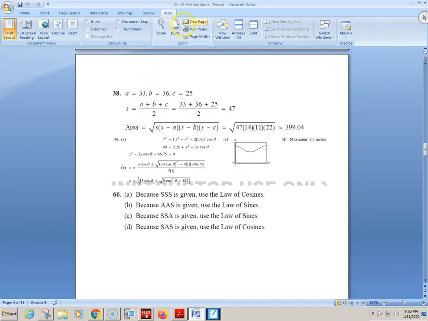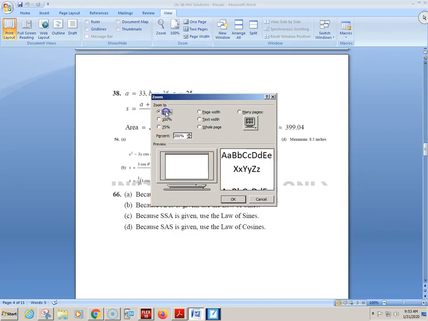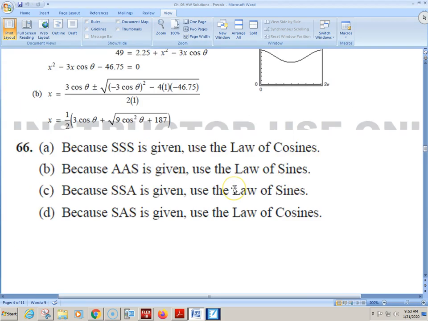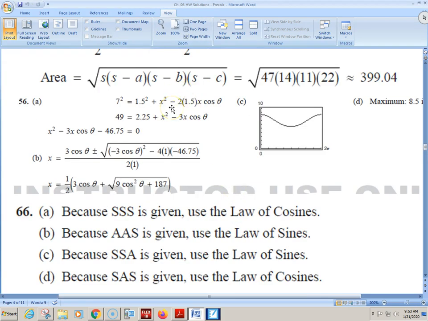It shouldn't have been bad. Let me zoom. There we go. 56, plugging into the law of cosines should have been pretty easy. The hard part was when they asked you in letter B to get x by itself. You're like, you gotta be kidding me. How do I get x by itself? Like law of cosines, no big deal. How do you get x by itself?